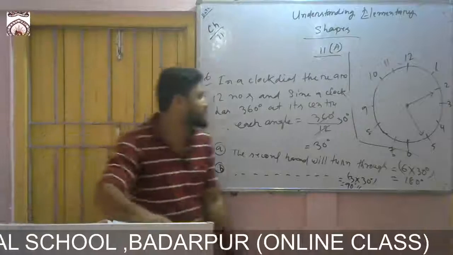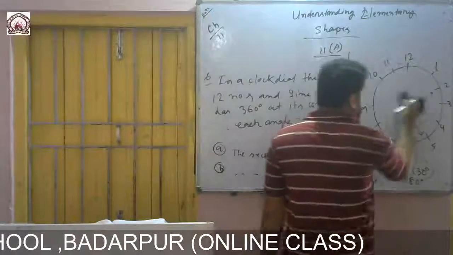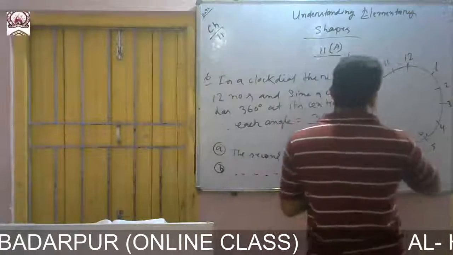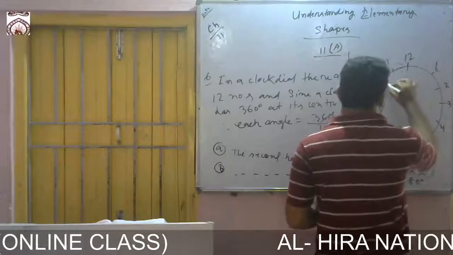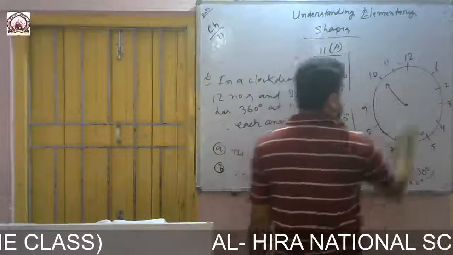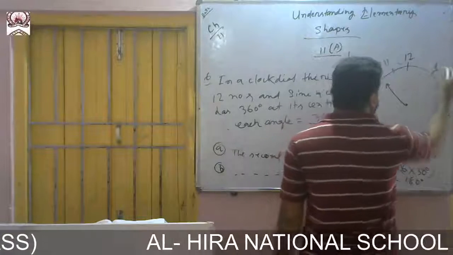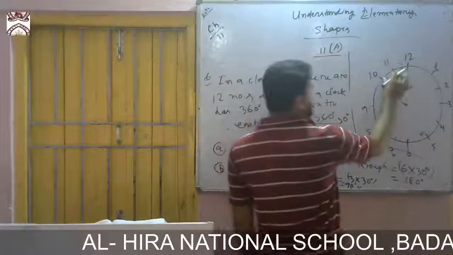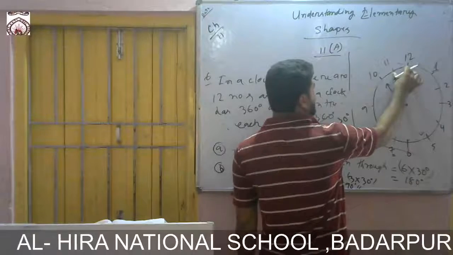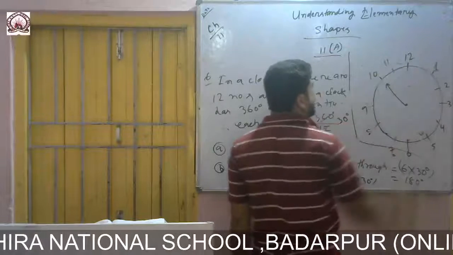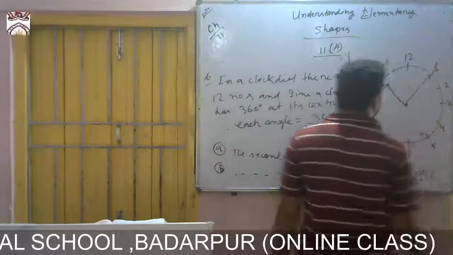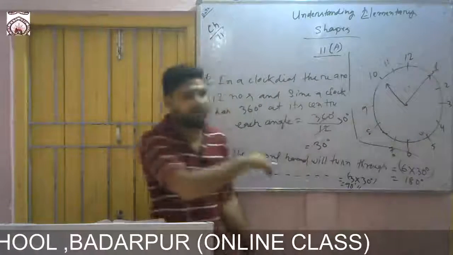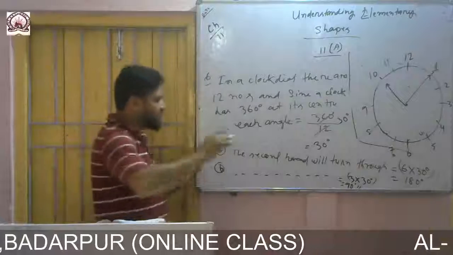Oh sorry, the second hand, it is not there. The second hand is at 10. Whenever it turns 90 degrees, that means from this to this is 30, from this to this 30, 60, plus 30 is 90. So it will reach here, it is 1.